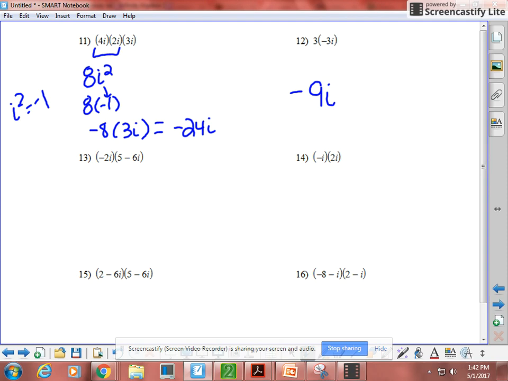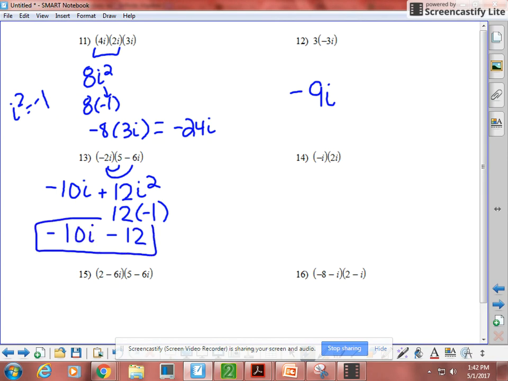13, I'm going to take this and distribute it. When I distribute here, I get negative 10i. When I distribute it to the outside, that's going to become plus 12i squared. Okay, well remember that i squared we said was negative 1. So this is really 12 times negative 1, which is negative 12. And this has an imaginary, so I can't combine the like terms, so I'm just going to go ahead and leave them like that.